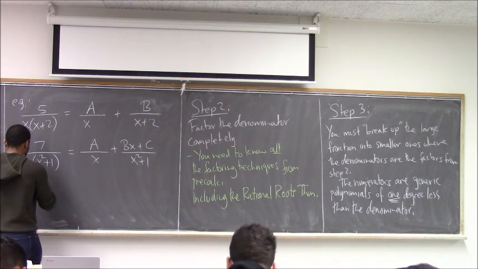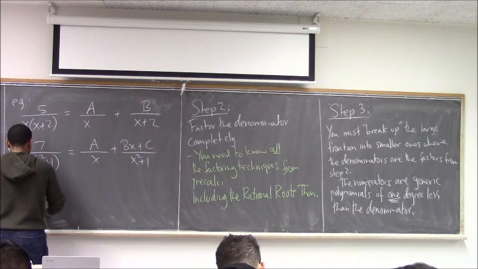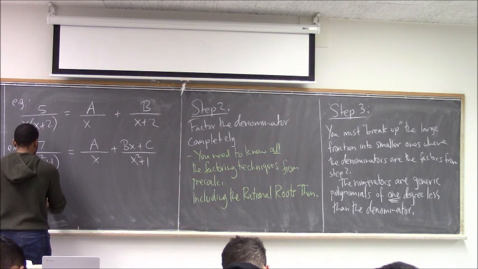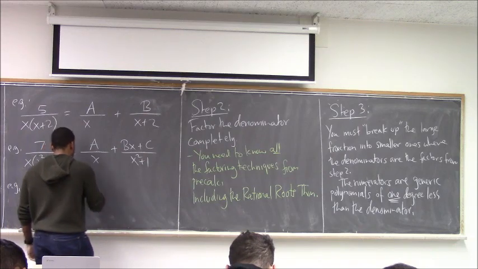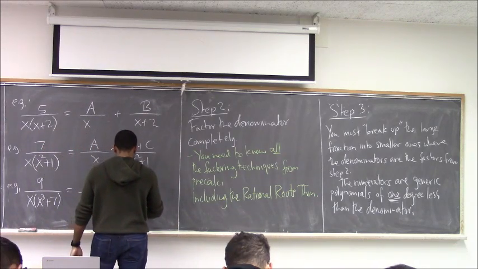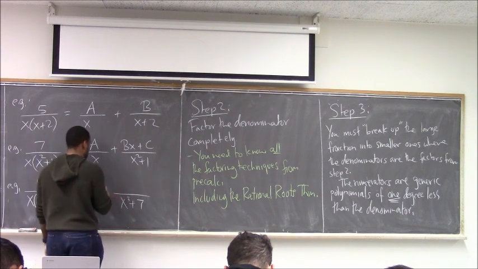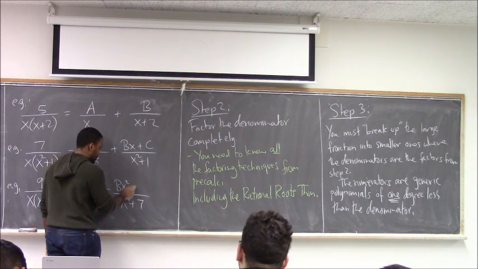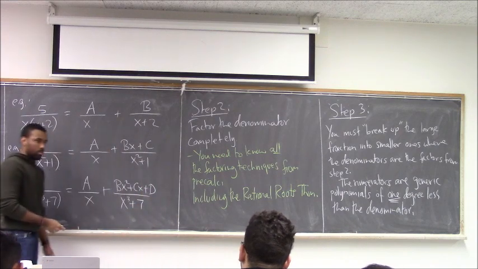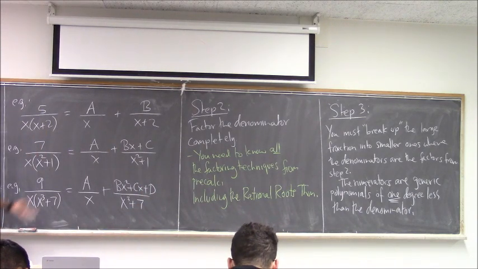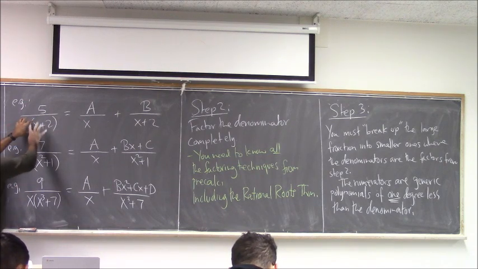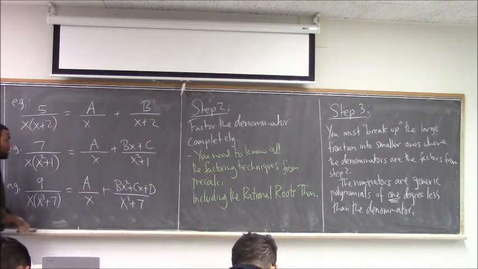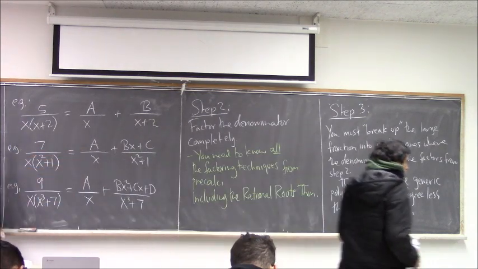Let's just throw a cubic in there for a nice mix. So if I have x times x cubed plus 7, there's not a nice way to factor that over the rationals. So you'd actually break this up into A over x plus Bx squared plus Cx plus D over x cubed plus 7. Are you guys getting it? Okay. So make sure it's proper. If not, do the long division to get it proper. Once it's proper, factor the denominator. Once the denominator is factored, you're going to create separate fractions for each denominator. The numerators must have 1 degree less than the denominator.